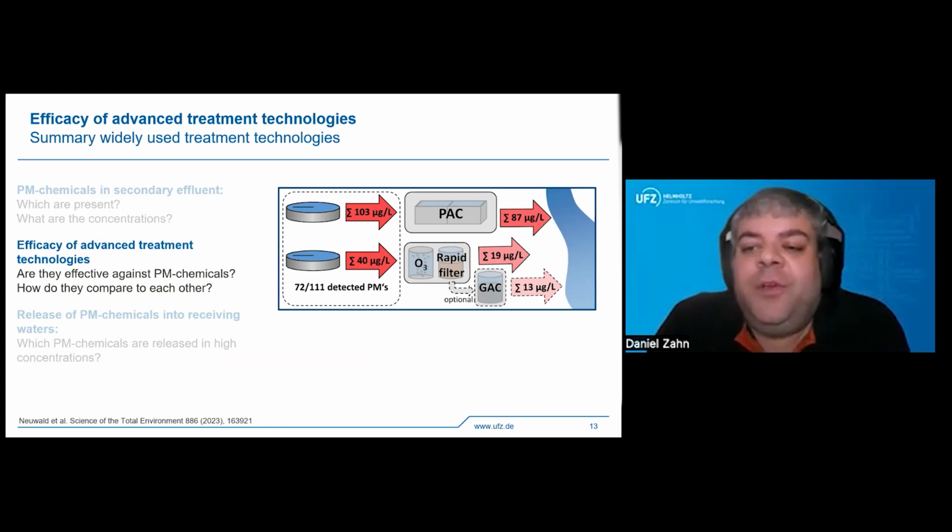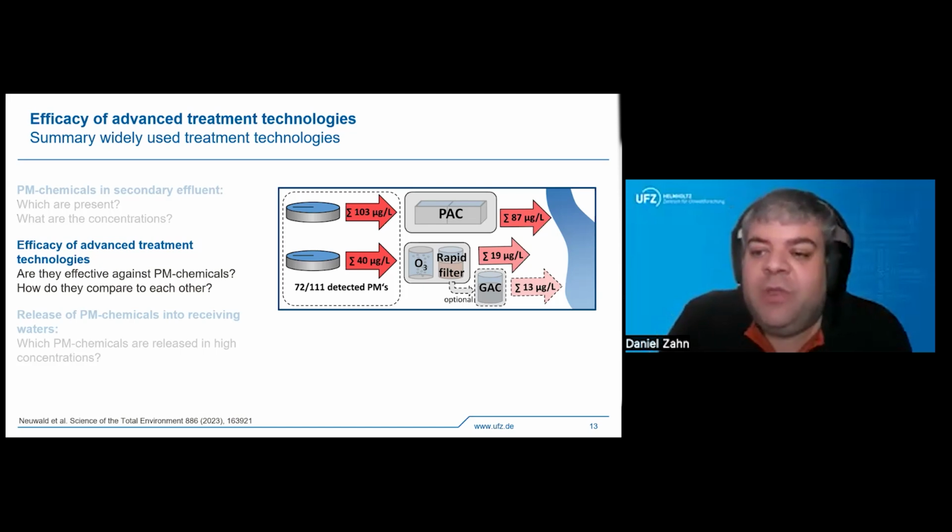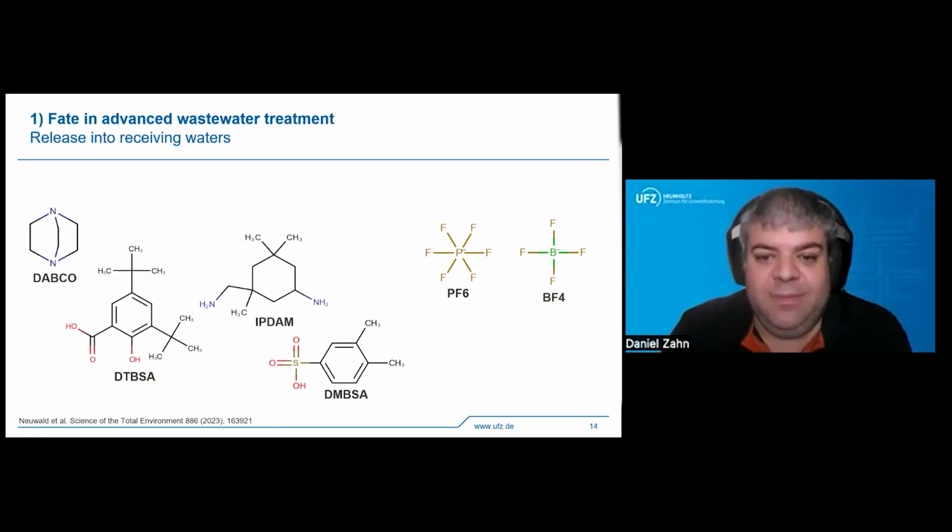We see even if we combine both technologies, we only go down to 13 micrograms per liter. So 1/3 of PM chemicals remain, even when we use the most advanced setup that's commonly used in wastewater treatment. So even this technologically sophisticated method is not an effective barrier against PM chemicals.